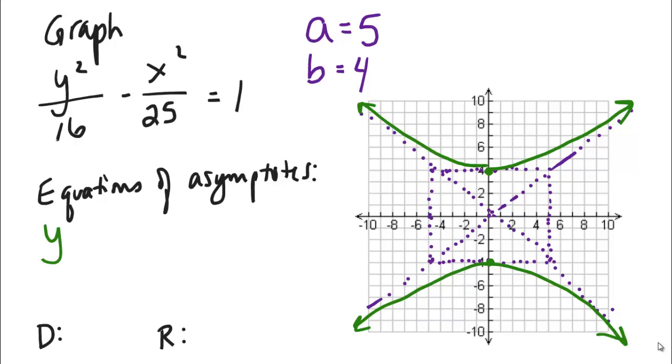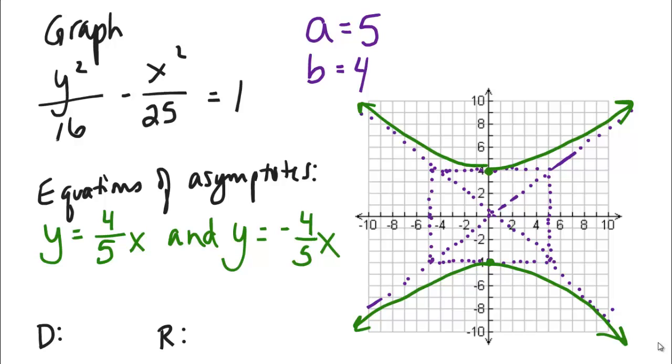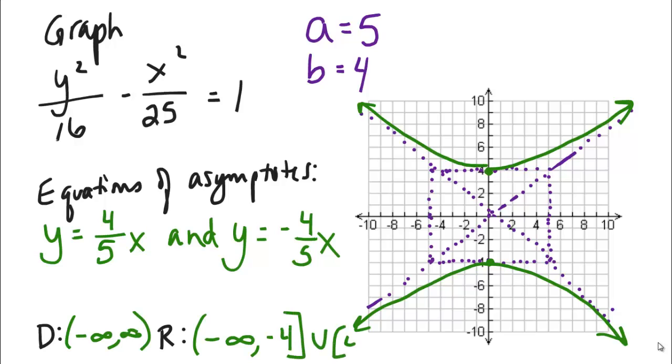The asymptotes are y equals b over a x, and y equals negative b over a x. Can't reduce 4/5, so we're done with our asymptotes. Domain this time, if I look left to right, there's no break, so it's negative infinity to infinity. The range this time, if I look low to high, there is a break there. So we're negative infinity up to -4, including that point, union 4 up to infinity.